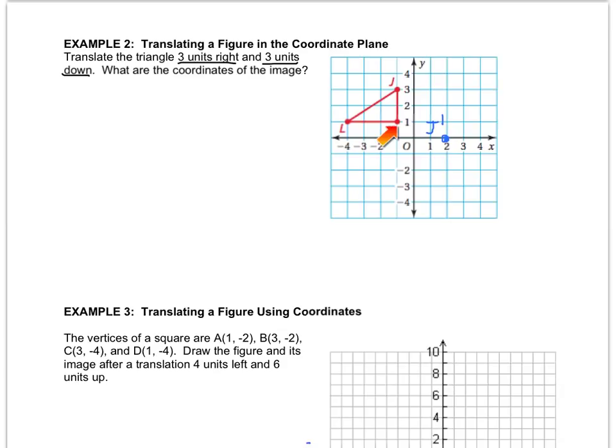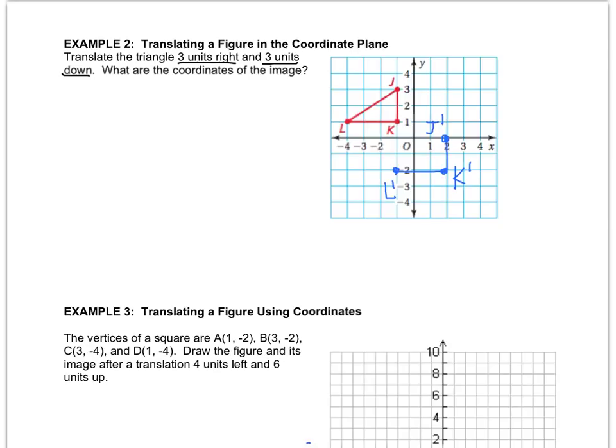Now we'll go to K. 3 to the right, 3 down, and then K prime, and then L, 3 to the right, 3 down, that's L prime. Now if you've done it correctly, you should see that the shapes are congruent, same shape and size. Angles and sides are all the same.